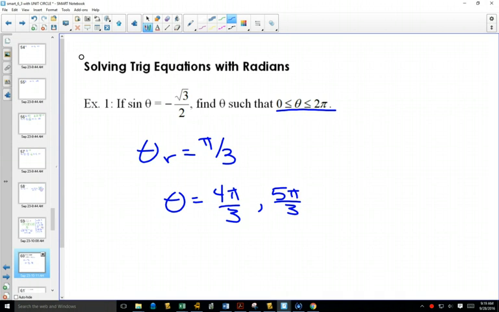Some people don't even list the reference angle anymore. They can just write down the answer directly. I know it's part of my pi over 3 family. I know it's in quadrant 3 and quadrant 4, and I can write down the answers directly.